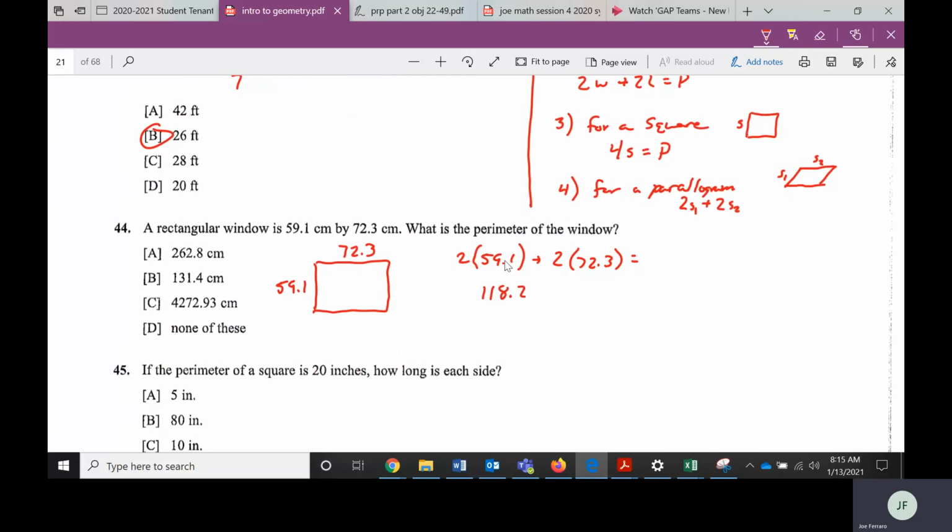Okay, and I said I probably didn't need to do this, but I'll give you an example here. So 2 times 59.1 is 118.2. 2 times 72.3 is 144.6. You add them up, and you get 262.8. Now again, you could have got that if you would have just took 59.1 plus 72.3 plus 59.1 plus 72.3. That would equal the same thing. Okay.